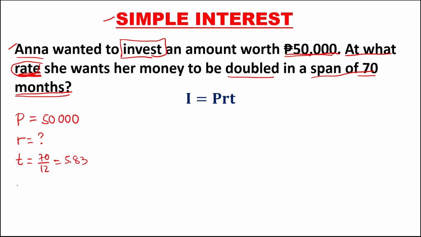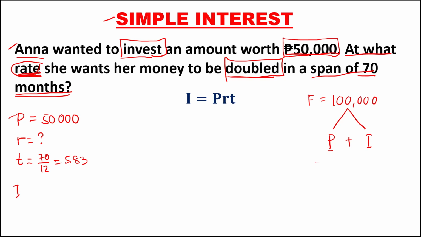Then for the interest, since Anna wanted to double her money, the future value must be equal to 100,000 pesos, double this 50,000 pesos. Since the future value is equal to the principal plus the interest, and we have this given principal amount of 50,000 pesos, the interest must also equal 50,000 pesos to make it equal to 100,000 pesos.